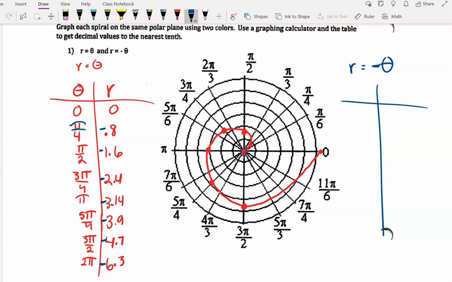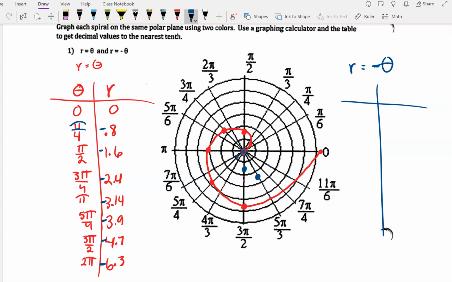So pi over 4, negative 0.8, is going to be, we're going to go on to pi over 4, but we're not going to go in that direction. We're going to go in the opposite direction, 0.8. Still starting at 0. I forgot to write 0, 0 with blue. All right, and then pi over 2 would be right here, but we're not going that direction. We're going the opposite direction to negative 1.6. And then 3 pi over 4 would be over here, but we're not going over there. We're going the opposite direction, 2.4.